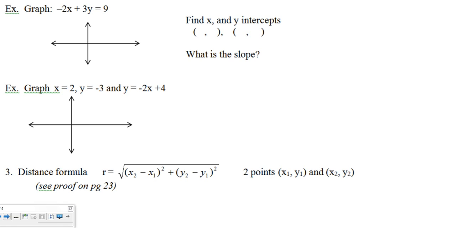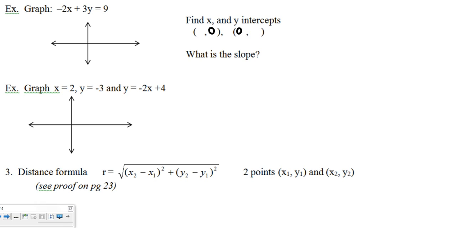So, for example, if you have this question, graph negative 2x plus 3y equals 9, what I would do is find the x and y intercepts because it's in somewhat standard form, and go ahead and graph the 2 points and be done with it. So, find the x and y intercepts. X-intercept is going to be where the y is 0, y-intercept is where the x is 0, and then you're thinking, all right, what is my x and what is my y? So I can graph those 2 points and be done with graphing the line.